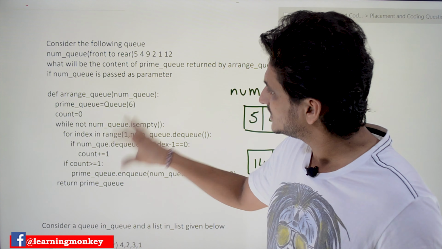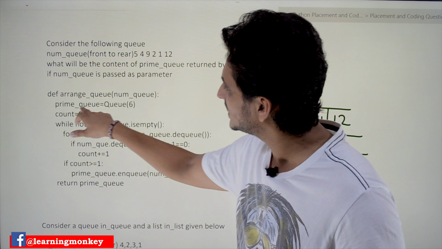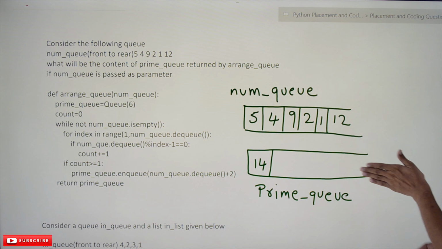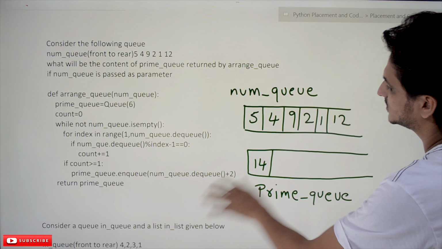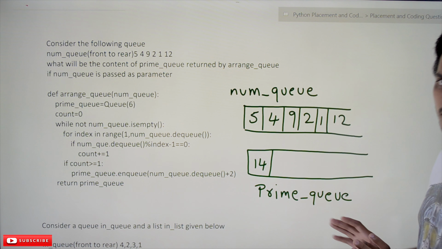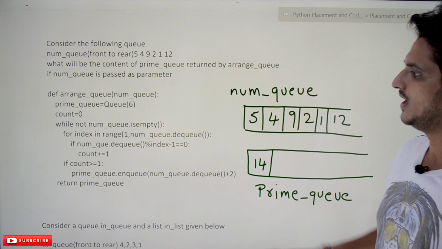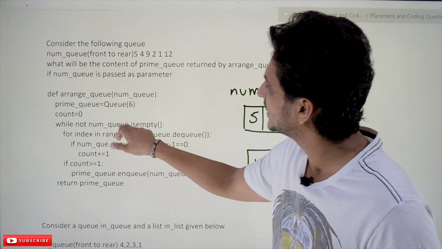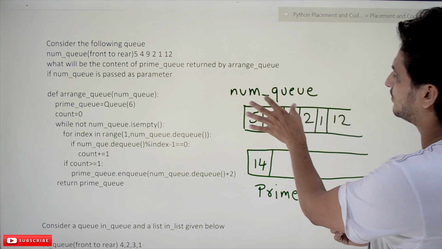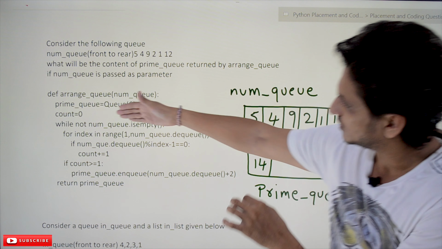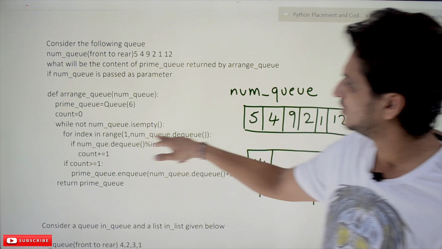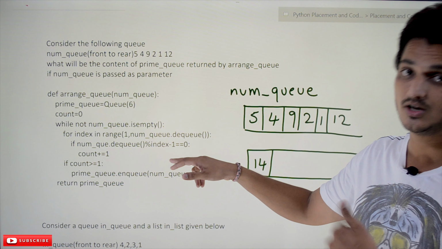What is this function doing? It is creating a prime queue. Another queue is created, and initially it will be empty. After executing this function, the output is 14. Now how does it work? While not numq.isempty(), so if numq is not empty, this while loop is executing. Inside the while loop there is another loop, a nested loop.